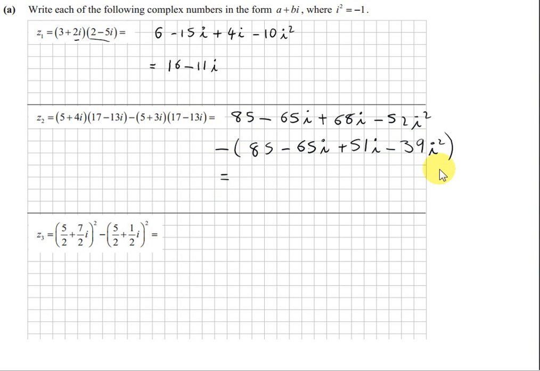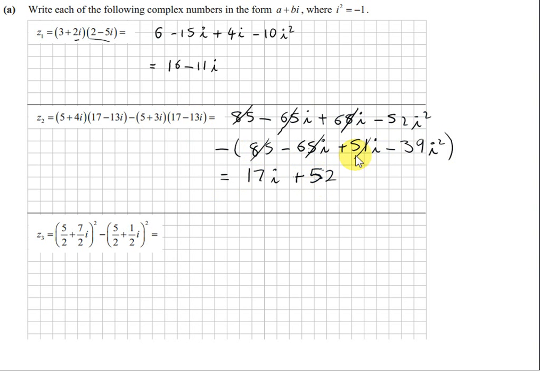Now notice if we take the minus sign in here, these 85s actually cancel out to give 0. We have minus 65i plus 65i, that gives 0 also. Plus 68 minus 51 is plus 17i. And then we have minus 52i squared. Well, that's just plus 52, because i squared is minus 1. Minus 52 by minus 1 is plus 52.